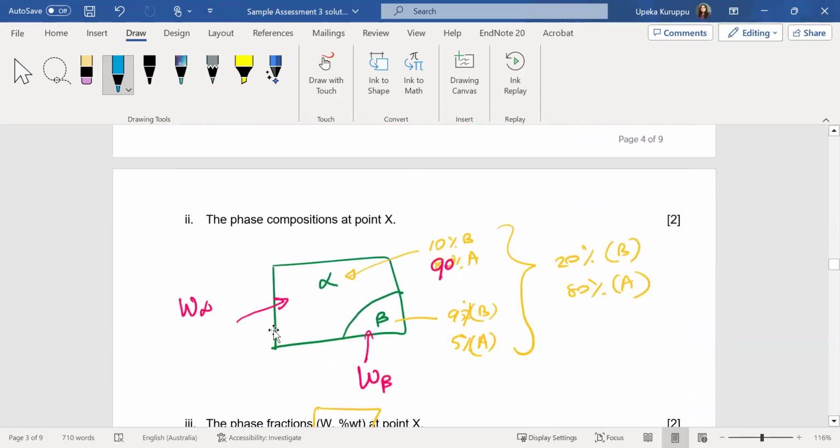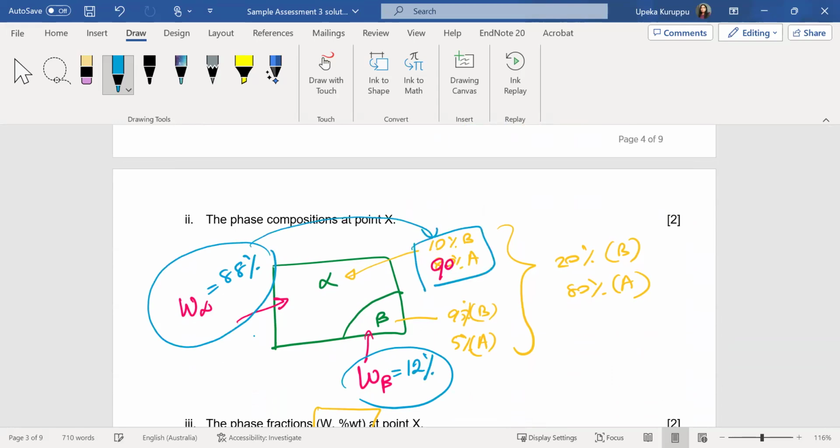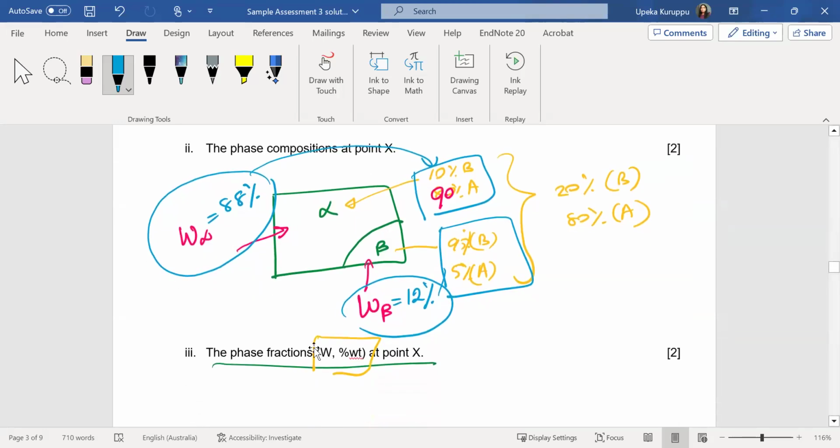Okay, yeah. When you consider this X here, 88% is alpha and 12% is beta. Inside this alpha phase, you have these percentages of A and B. Inside the beta phase, you have this composition of A and B. Am I right? Do you understand what we have done? Any questions? No questions? Okay, so we have done this part as well.